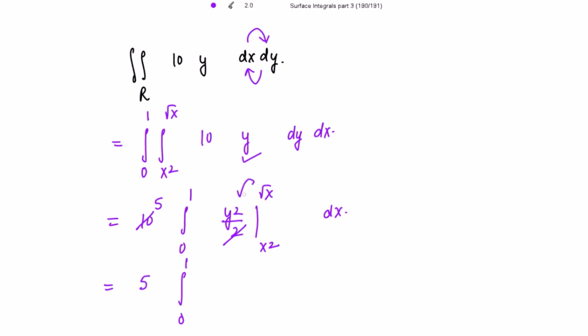And now putting the upper limit for y, it is square root x squared, that is x, minus putting the lower limit for y, that is x to the power 4. And now integrating this with respect to x, we get the integration of x is x squared divided by 2 minus the integration of x to the power 4 is x to the power 5 divided by 5, with limits from 0 to 1.